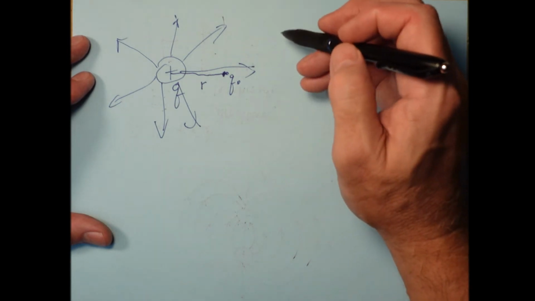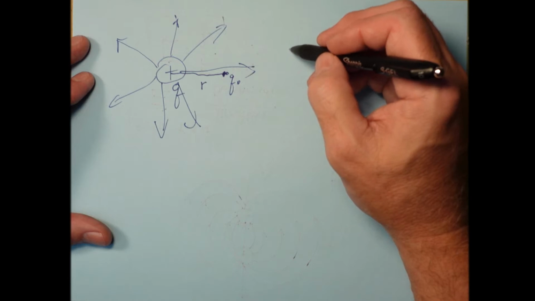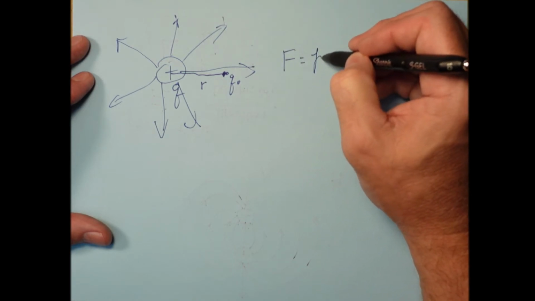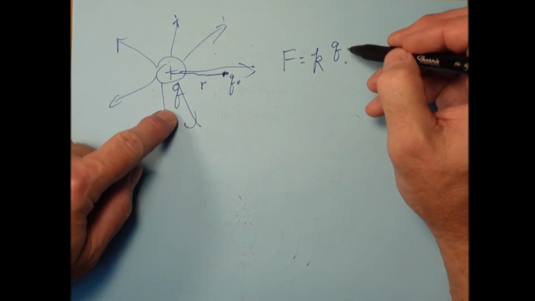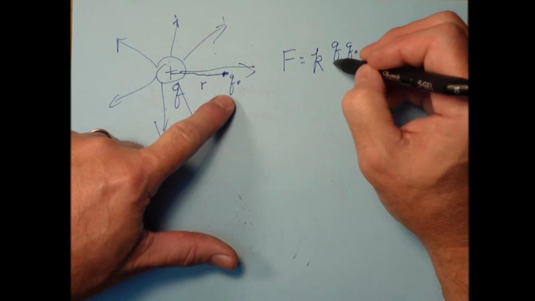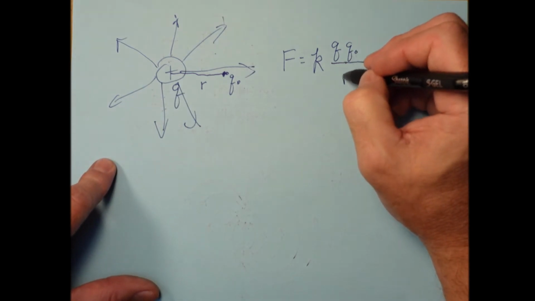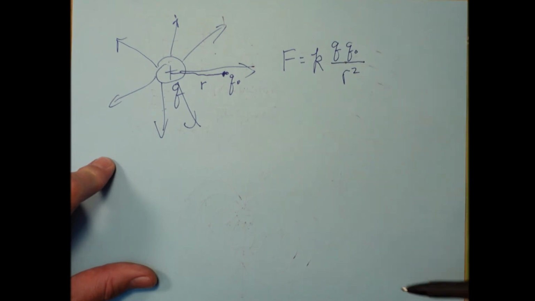All right, so we can figure out what the force is going to be on our Q naught charge just by using Coulomb's law. The force is going to be K, Q, that's this Q, times Q naught, that's this Q, divided by the distance between the two point charges squared. So there's the force equation.